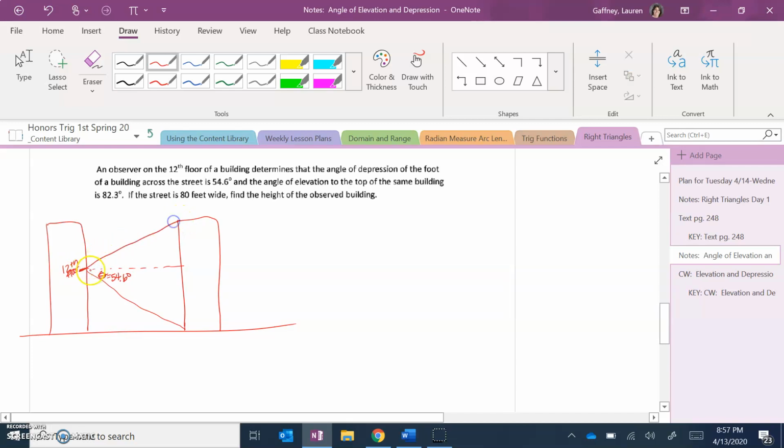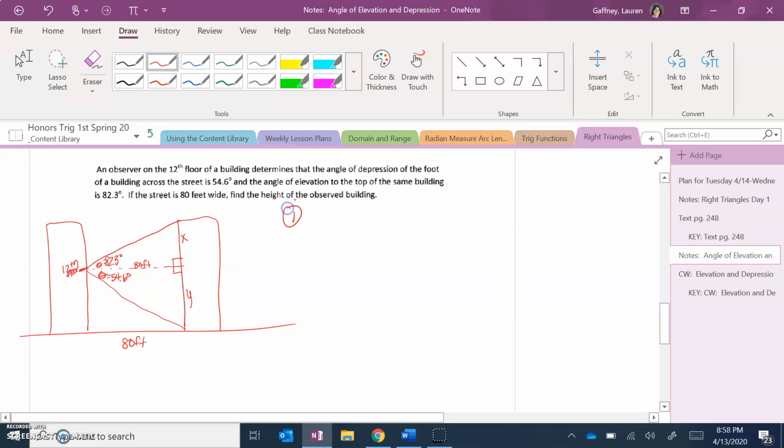The angle of elevation, pretend now that this is the ground, is 82.3 degrees. The street in between those two buildings is 80 feet wide. So if this street's 80 feet wide, this little horizontal that I drew in here is also 80 feet wide. Let's assume that horizontal is going to create some right angles here. They want the height of this building here. So we basically have to set up two different equations. I'm going to call this part x and this part y.